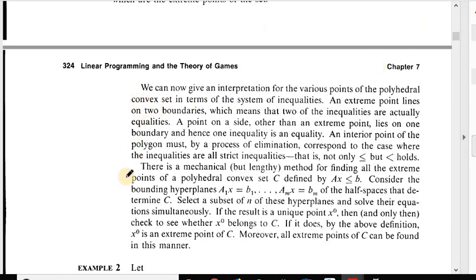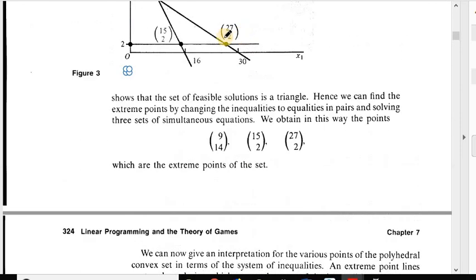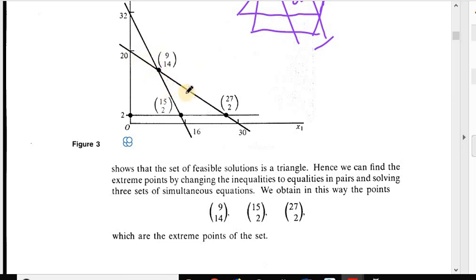Now, in this paragraph on page 324, we relate the geometric features of the region to the algebraic features. Now, we just got through saying that the corner points are the intersection of 2 bounding hyperplanes. Those are 2 equations. So that's going to be a point. Any extreme point is going to be a point where 2 of the constraints hold with equality. Okay, so 2 of the constraints must hold with equality.